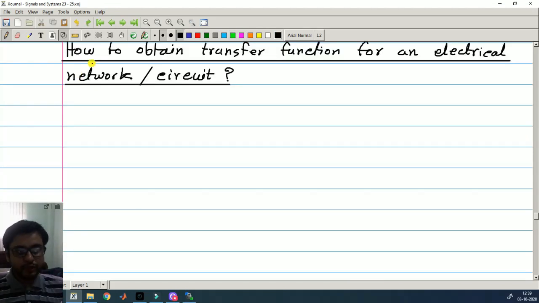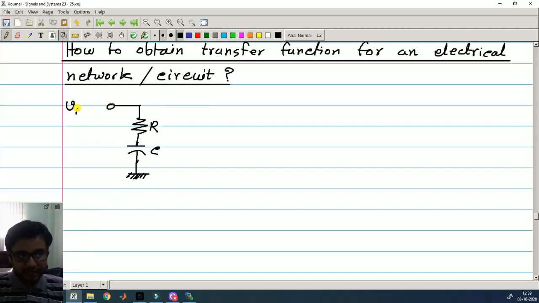The next thing we will learn today is how to obtain the transfer function for an electrical network or circuit. We will learn that with simple examples. So here is our first example, a very simple circuit which has one resistance R in series with a capacitor C, and this other end is grounded, 0 potential. Here I can apply a voltage V in t, function of time.